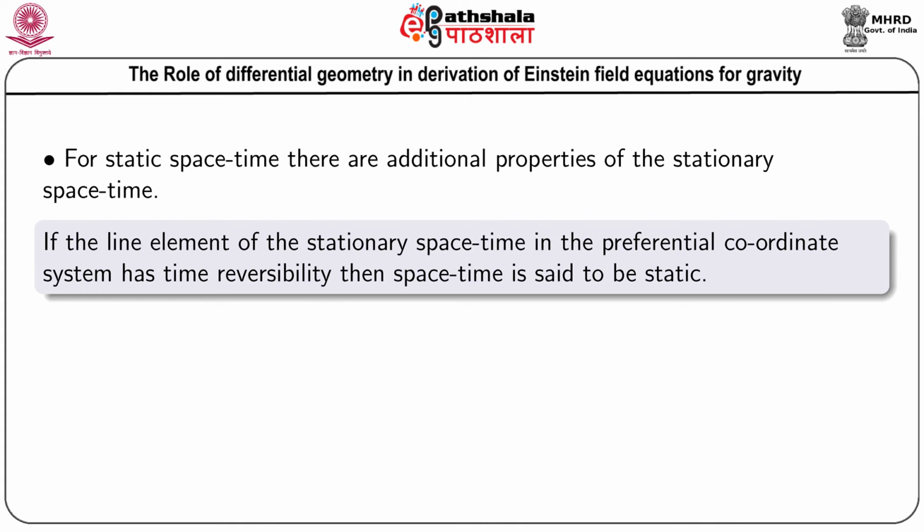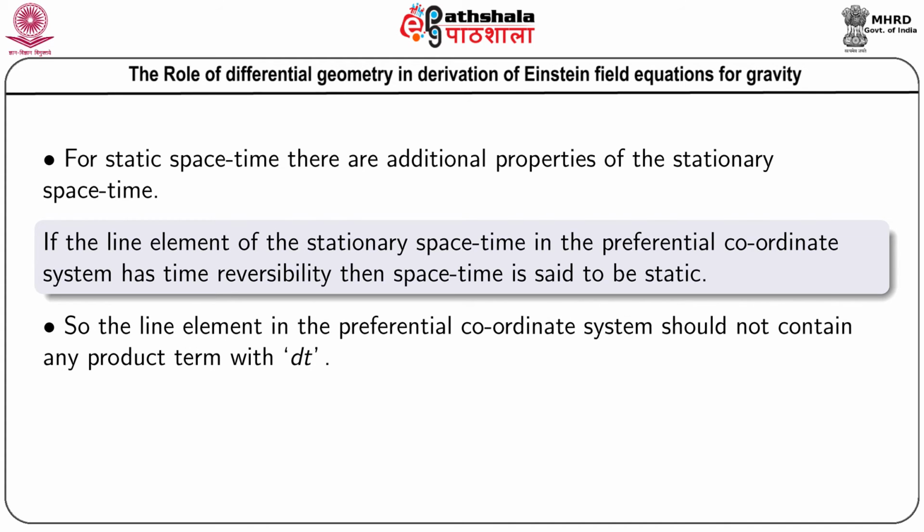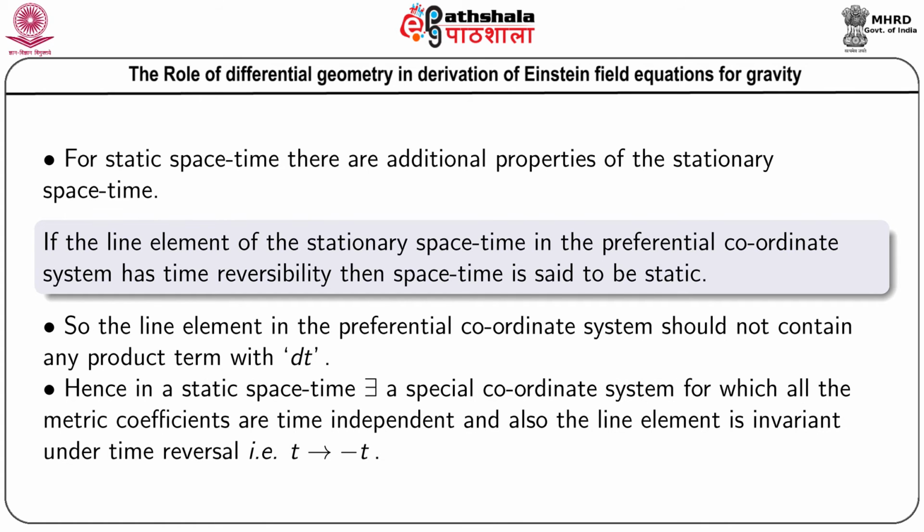Here we are giving the definition of a static space time: if the line element of the stationary space time in the preferential coordinate system has time reversibility, then the space time is said to be static. So, the line element in the preferential coordinate system should not contain any product term with dt. That is also an important observation. And so, in a static space time we see that all the metric coefficients are time independent and also the line element is invariant under the time reversal.